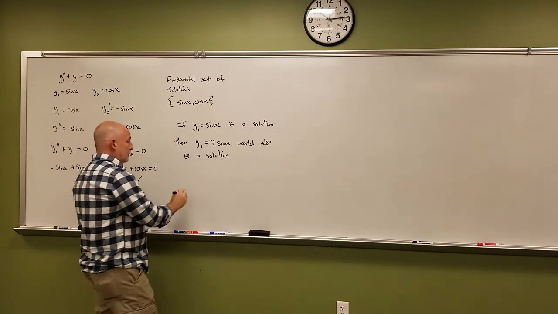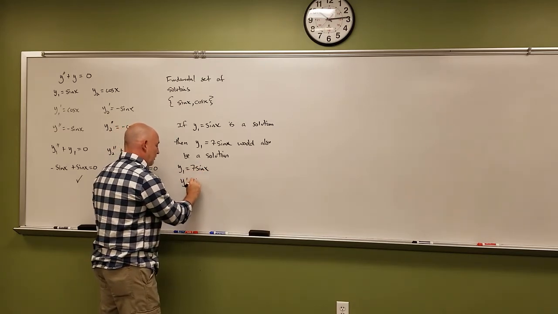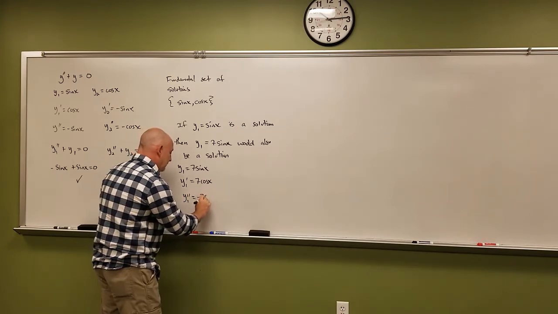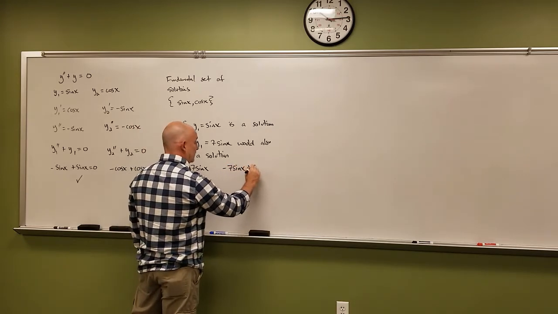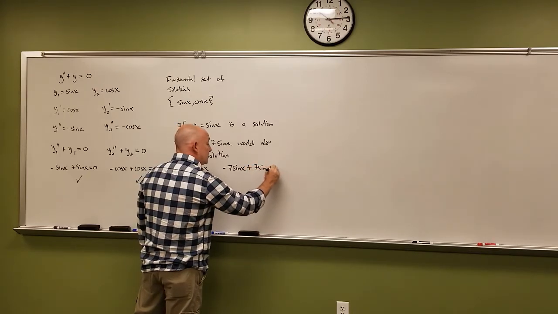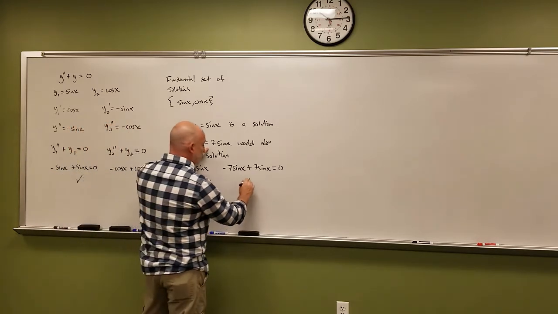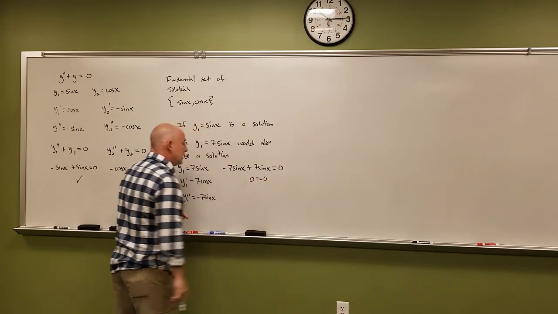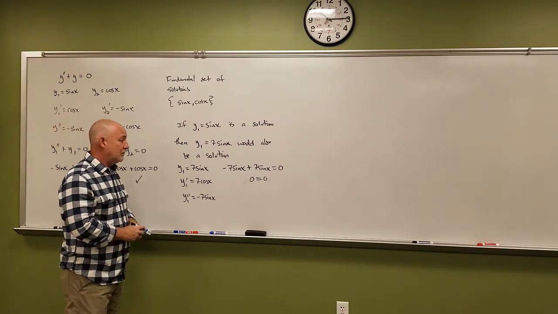Well, let's check it real quick. If y1 is 7 sine x, y1 prime is 7 cosine x, y1 double prime is negative 7 sine x, and when we plug it into our differential equation, we still get 0. So notice the constant here didn't make a difference to whether or not it was a solution. The reason is because the derivative is a linear operator, so the constant multiple doesn't make a difference.